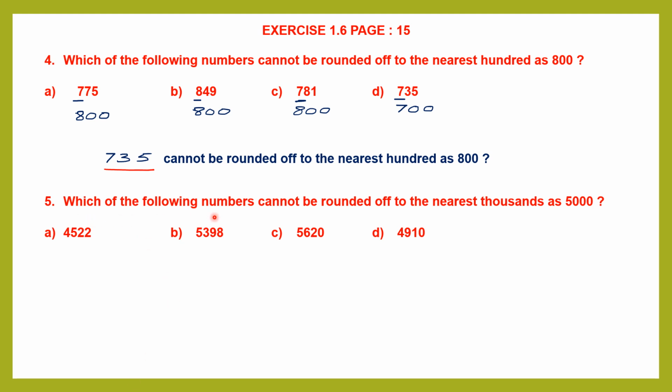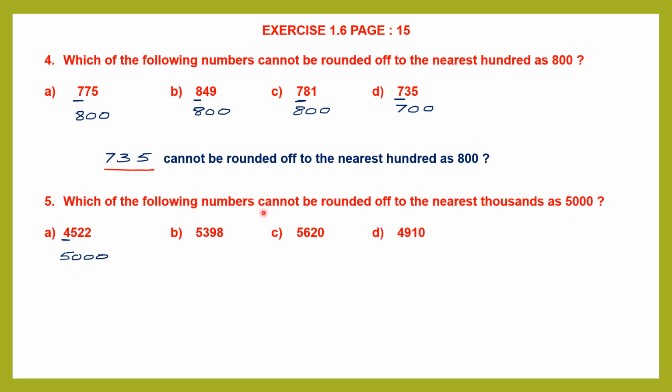Question 5. Which of the following numbers cannot be rounded off to the nearest thousands as 5,000? Okay, so we're going to see this as 5,000, which one cannot be done. So here there are 4 numbers and we're going to see the digit in the thousands place first. So in the thousands place we have 4 and the digit next to it is 5. So if it is 5 or more than 5, the underlined digit will increase by 1. So that becomes 5 and the other digits become 0. So 4,522 can be rounded off to the nearest thousands as 5,000.